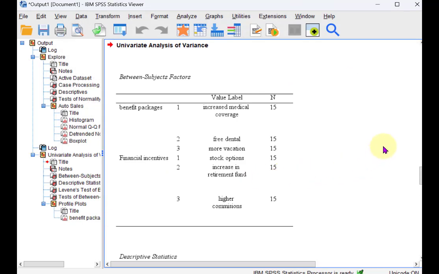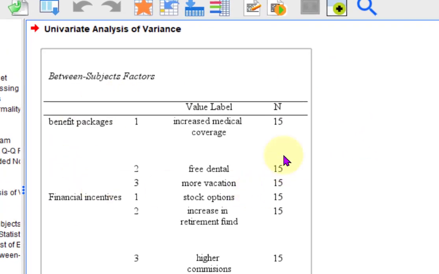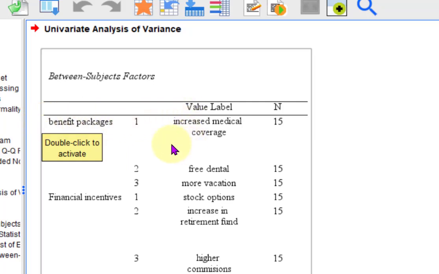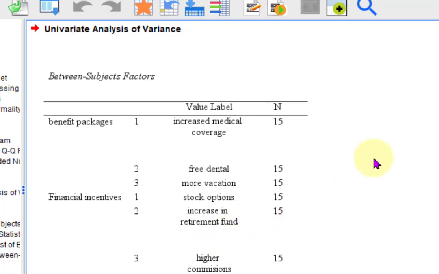Okay, here's the first one. Tells us how many are in each group. It also tells us the levels of each of the IVs. So benefits package has 1, 2, 3 levels: more medical coverage, free dental, more vacation. Wouldn't that be nice? And then financial incentives has 3 levels: more stock options, increased retirement, or higher commissions. So there are 3 levels in the first IV, 3 levels in the second IV. So we could call this a 3x3 ANOVA.